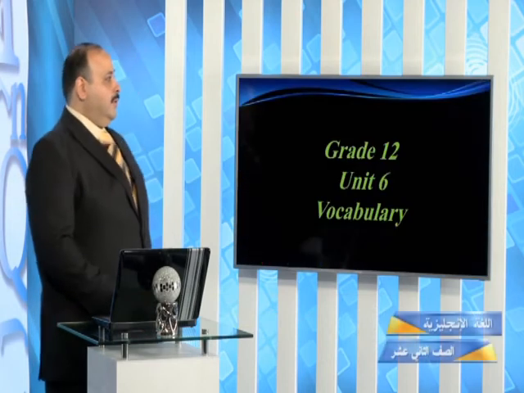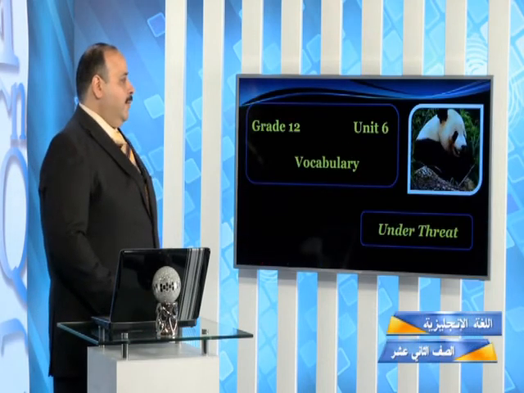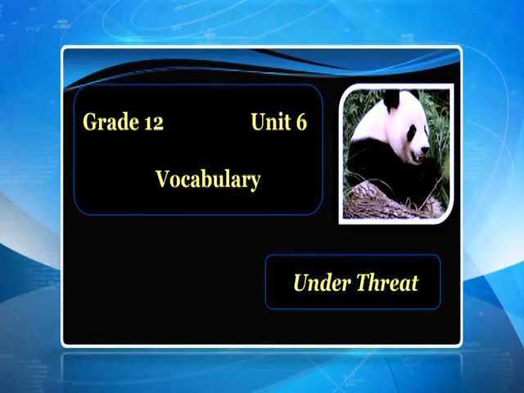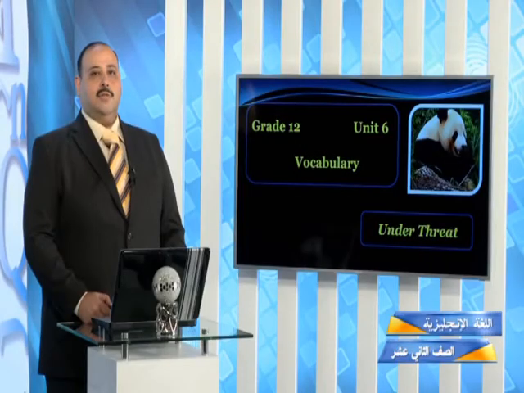Now, as you see, when you look at the picture here, this is the beginning, you have the picture of an animal. The picture is the picture of the panda. And as you see, the title can give you the meaning or can give you a good idea about the whole unit. It's under threat. So what is here under threat is the panda.